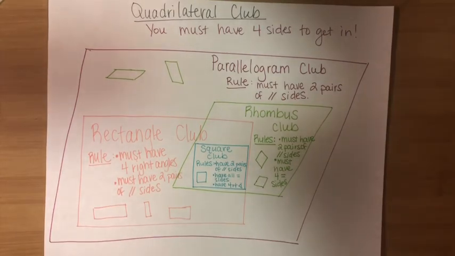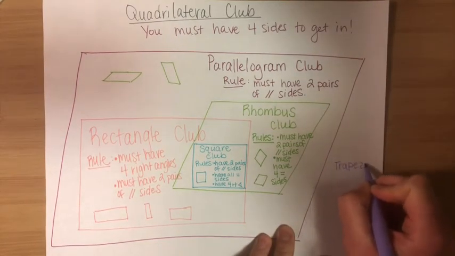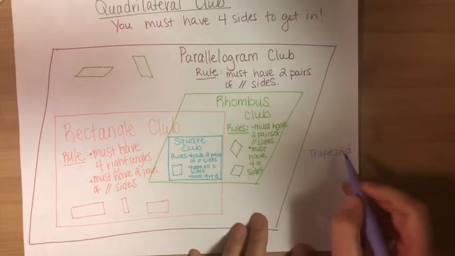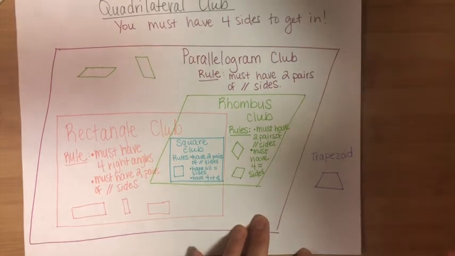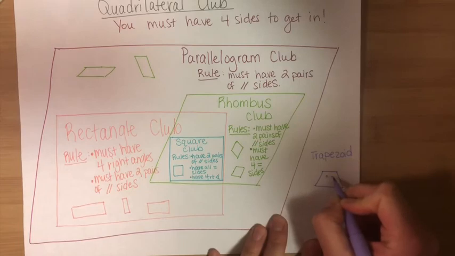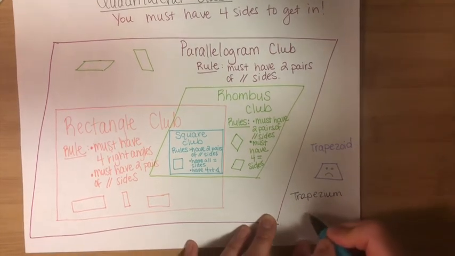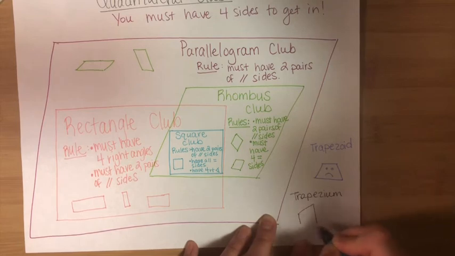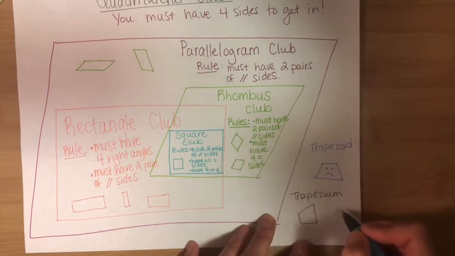And then, oh no, poor trapezoid. Poor trapezoid. He's just out here with only one pair of parallel sides, and he's just crying because he can't be in any of the clubs. But then we got good old our trapezium, and he's like, man, you think you got it rough. I don't even have one pair of parallel sides.